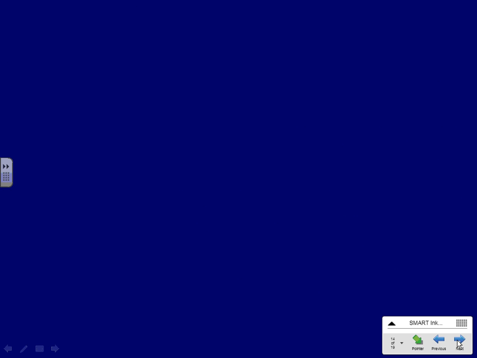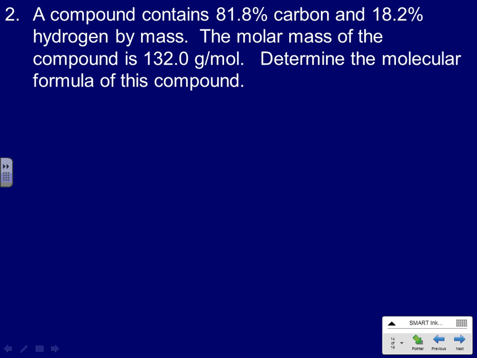Let's do one more example, and this time, this example is going to be right from the start. So I'm giving you percentages. We're going to have to figure out the empirical formula. I've given you a molar mass, and now we just tag on that extra step.